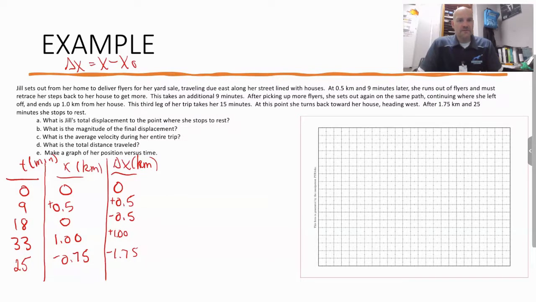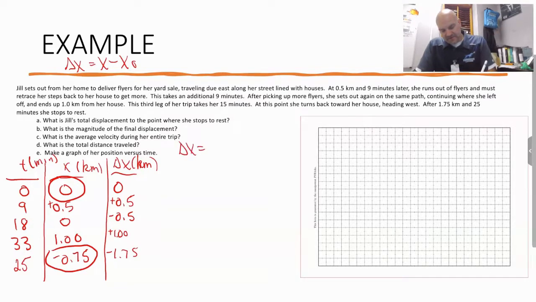So it says, what is the total displacement to the point where she stops at rest, okay? So this is her final position. This is her initial position, right? And so delta x is going to be x minus xo. And so that'll be delta x equals negative 0.75 minus 0, which is going to be negative 0.75 kilometers.